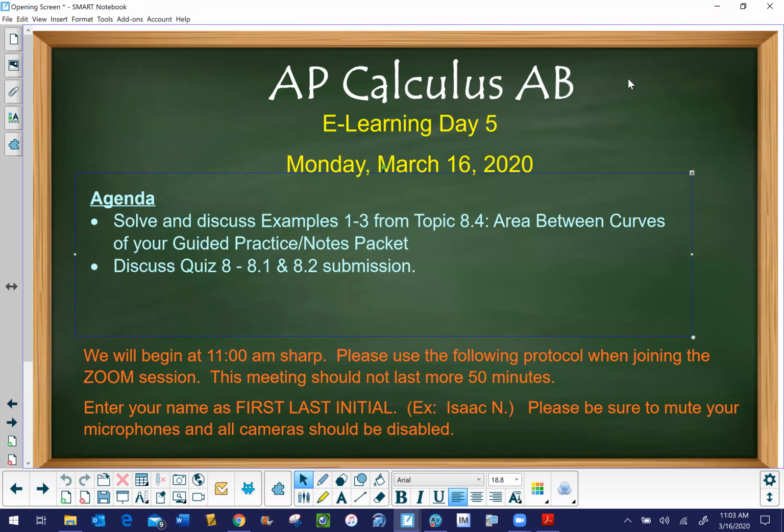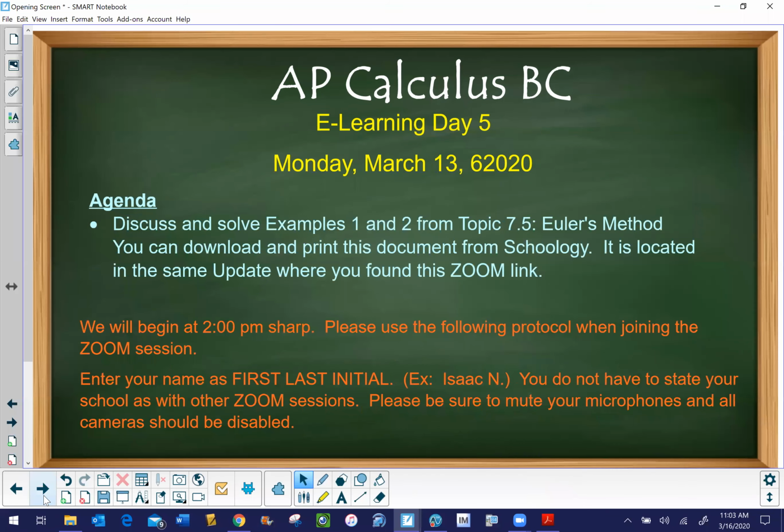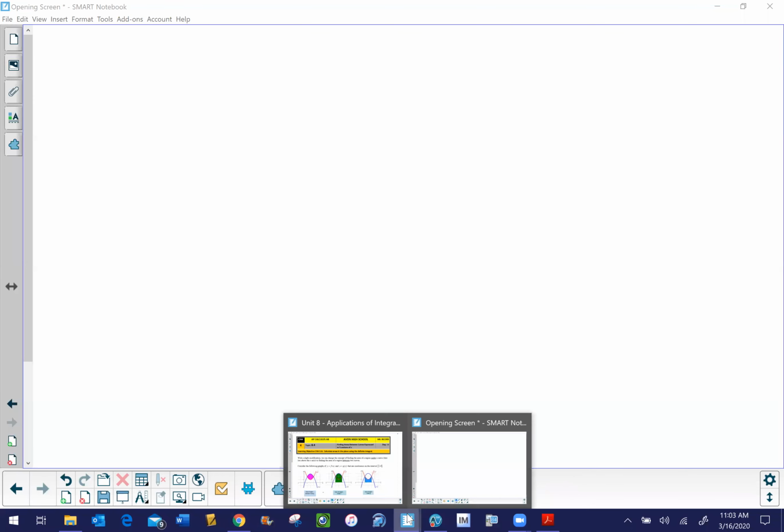We're going to go ahead and talk about topic 8.4, the area between curves. We're going to hit 3 examples. We're going to be able to go through these fairly quickly. They're all kind of similar. And I believe that Mr. Meunier is going to take the lead on our very first example. So I will defer to him.